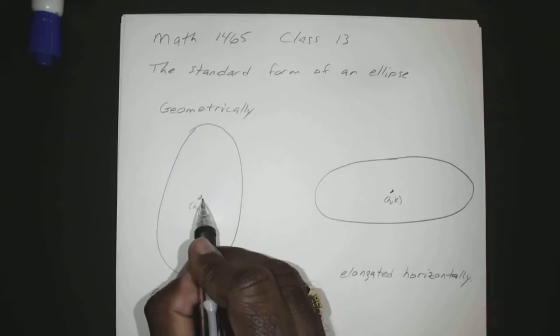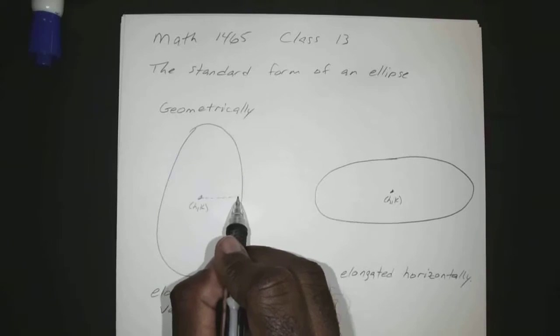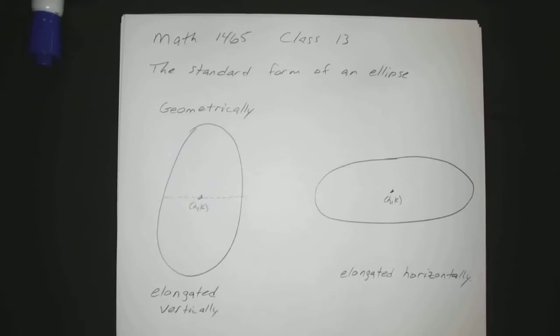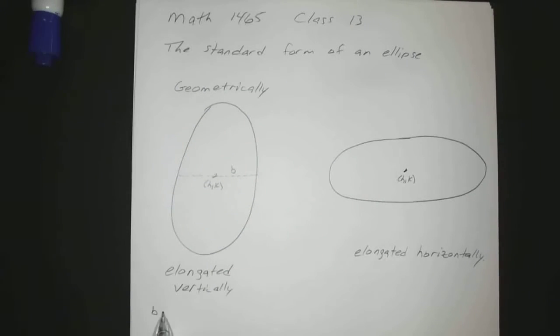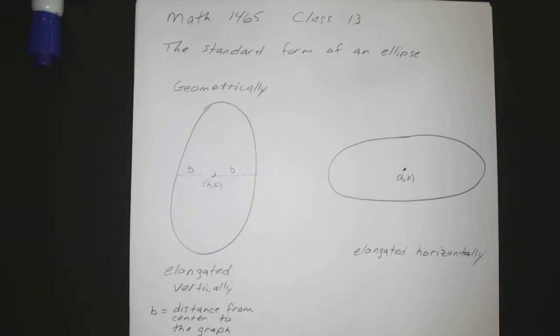Now what if we go from the distance from the center to the actual graph, going side to side, at least on the vertical? We'll call that b. So b equals the distance from the center to the graph. Now for an ellipse, the shorter part of the ellipse is called the minor axis.